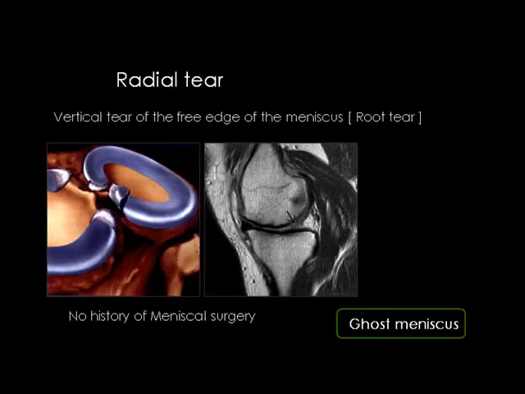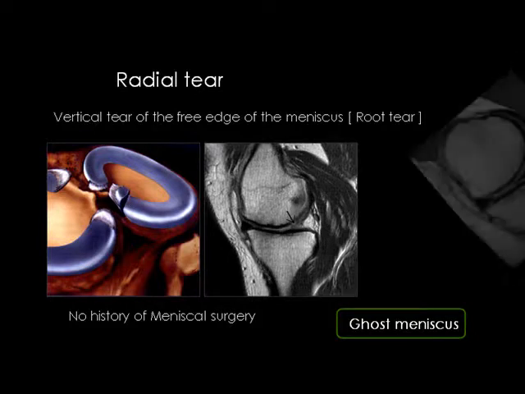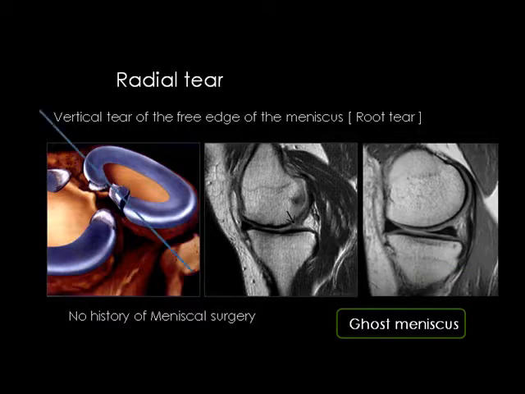Then we came to a third type of tear, which is known as the radial tear or root tear. Root tear means that a small part of the meniscus has torn and is no more present at its normal location. Then if you have a section in this area and this part of the meniscus is torn and is now away from its site, you will see the anterior horn, but you will not see the posterior horn, like this one. You see the anterior horn and you don't see the posterior horn.